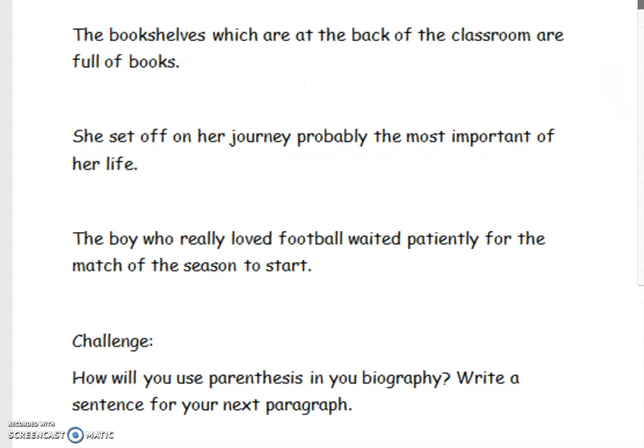Here's some sentences. I want you to have a go at adding the parentheses in. Which punctuation can go where, which makes sense. Show me how to do it. Pause the video here and we'll go through it all together very quickly. Okay, I'll go through it now using the pen. Right. So the bookshelves, comma, which are at the back of the classroom, comma, are full of books. The bookshelves are full of books makes sense, and that adds extra information. She set off on her journey, probably the most important of her life. So I could use commas there to go around this part.